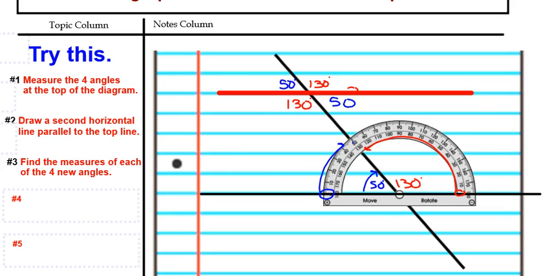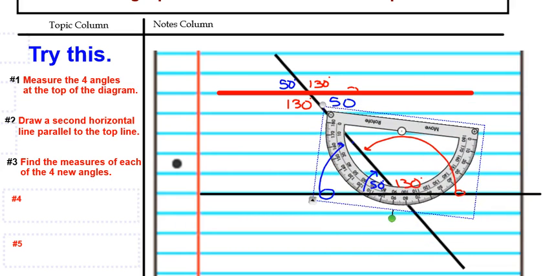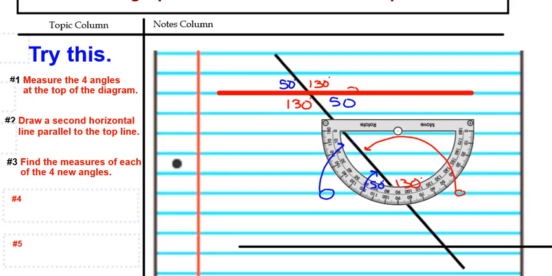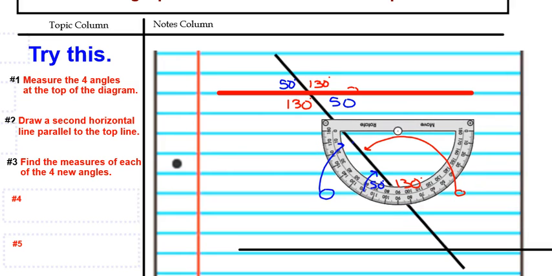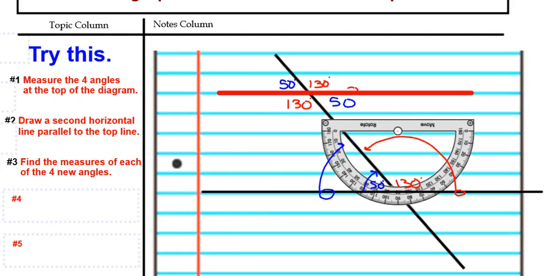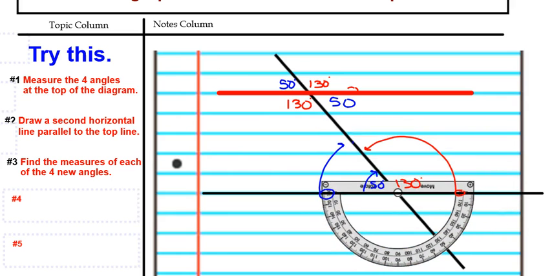If I took my protractor and spun it around, bring that guy back up there where we were, spin that guy around, and notice I get the exact same information that I had before. Right here, I get 50 degrees, and on the other side, I get 130 degrees. Everything turns out to be exactly the same.